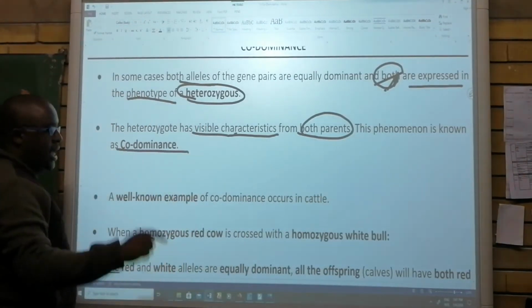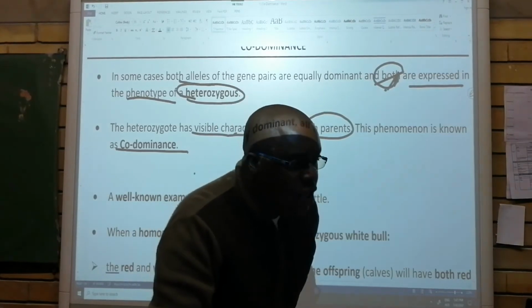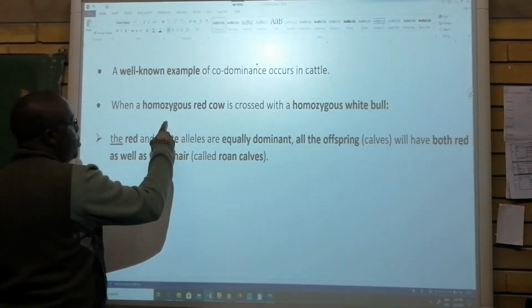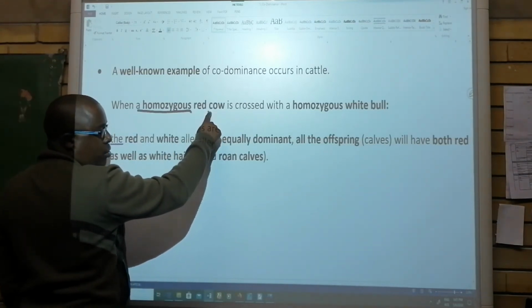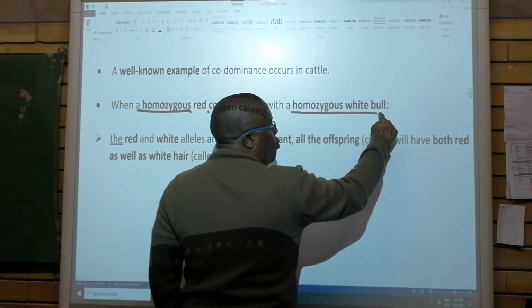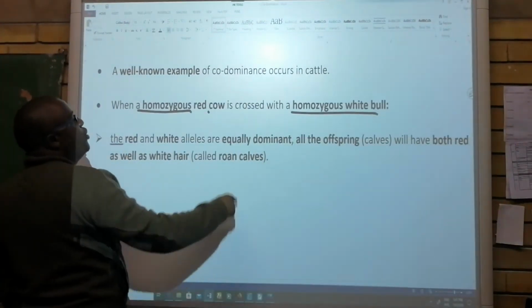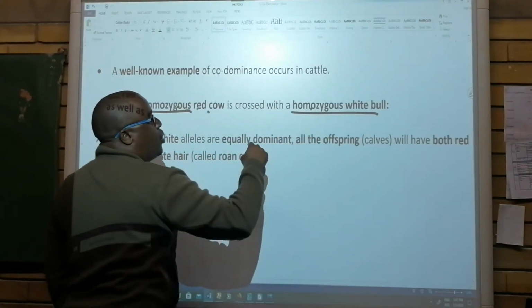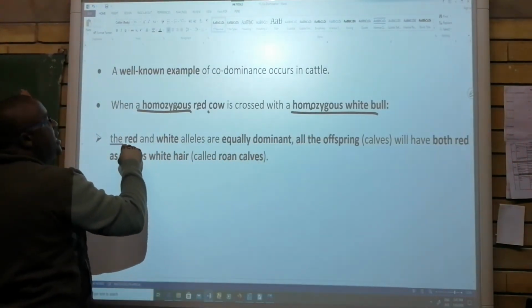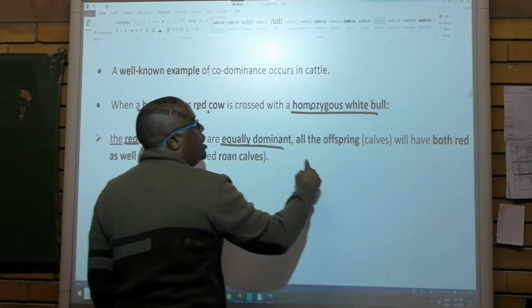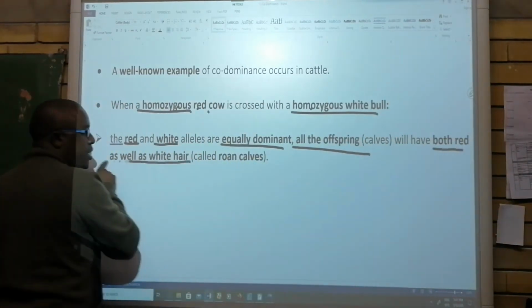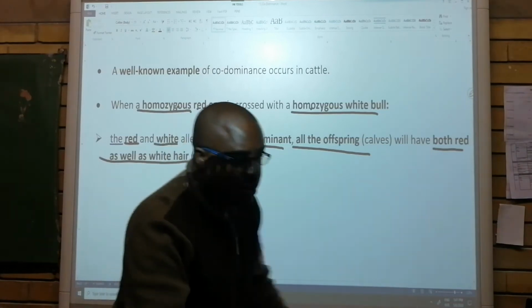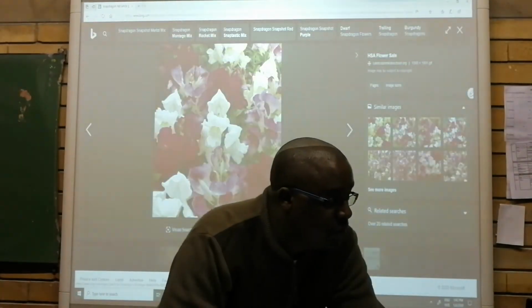And this is now known as codominance. Right. A well-known example of codominance occurs in cattle, where if you cross a homozygous red cow and a homozygous white cow, what do you get? Because these two are codominant, the red and white, because they're equally dominant, all the offspring will have both red as well as white hair. We call these roan calves. Let me search. Let's see. There we go.